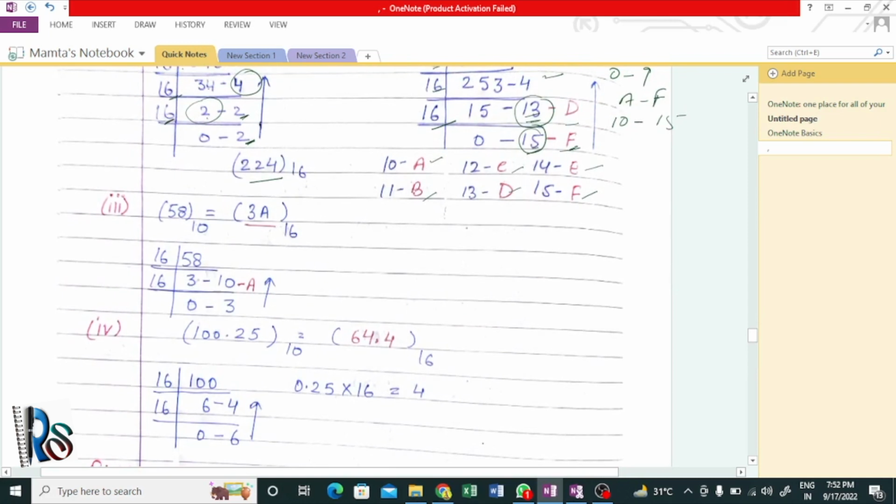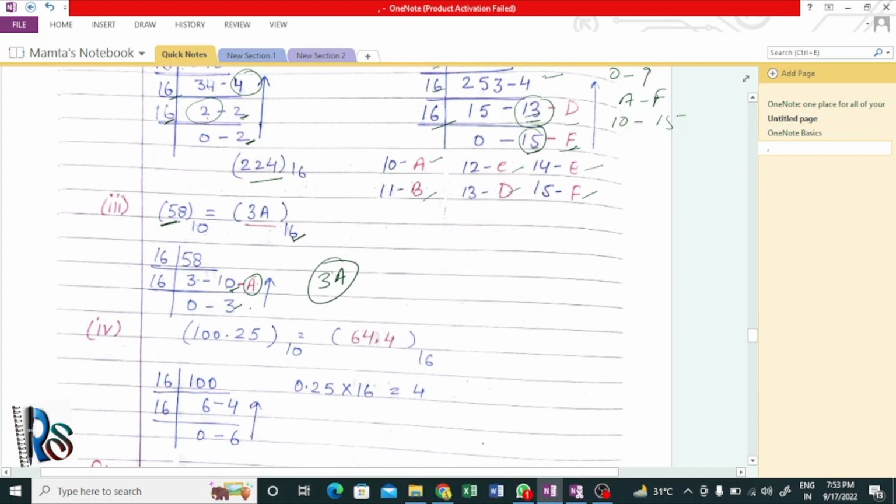The next part of the same question is 58. 58 is given in decimal, and we need to convert it into hexadecimal. When we divide 58 by 16, we get the remainder 10 in the first attempt, and in the next the remainder is 3. So how will we write it? We'll write it from bottom to top. For 10 we'll write the symbol, and what is it? A. So we'll write 3A. This is the hexadecimal number.